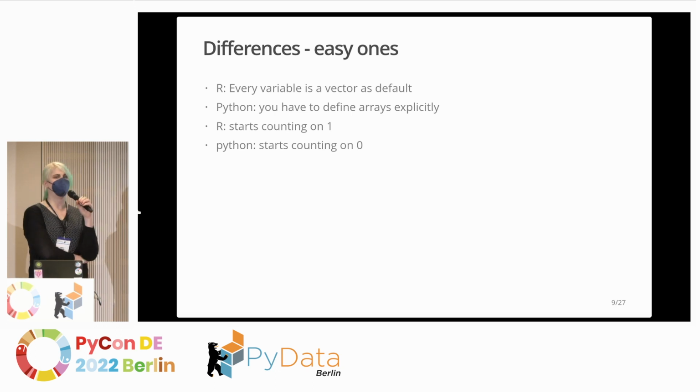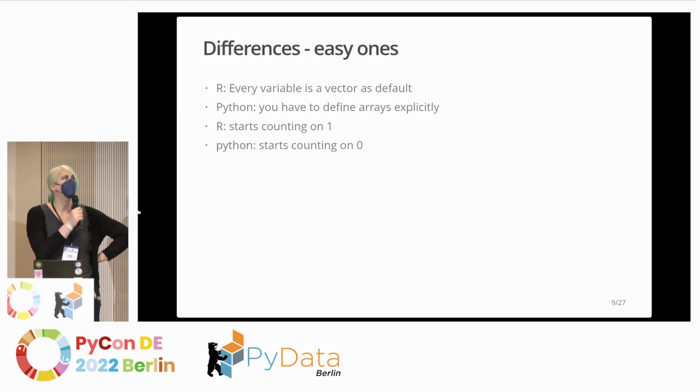Yeah, the most obvious, easy differences between the two programming languages is that in R, you don't have scalar values. It's always a vector of data. So if you define a variable and you put a number in there, then it's always the first element of a vector of numbers. In Python, you have to do that a different way, for example, with NumPy arrays. And then you can also add vectors and so on.